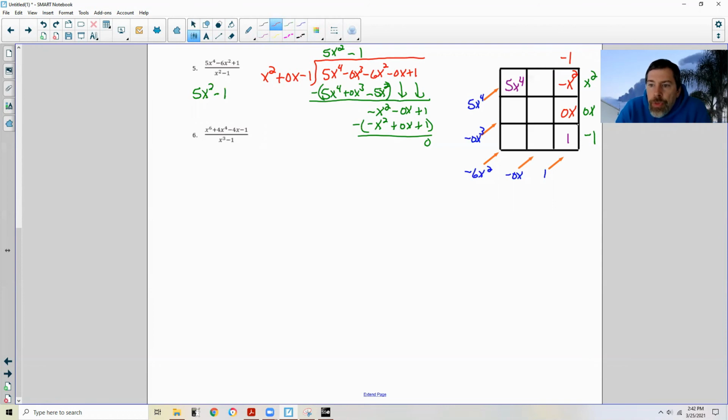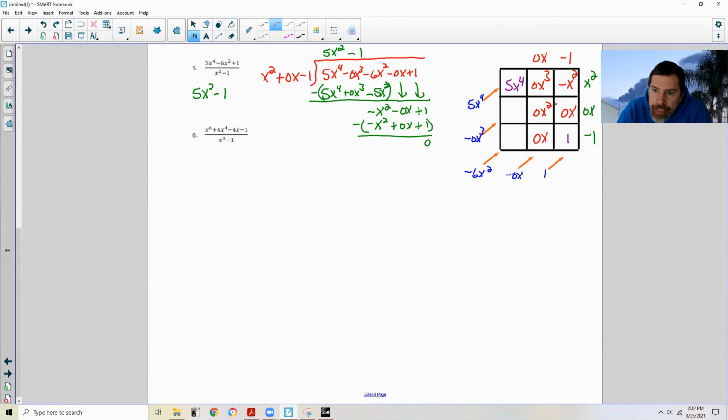So then I have a 0x here, and I have a 0x here. Well, this is going to be 0x as well because they have to add up to 0. So negative 1 times 0 is going to be 0x. So x squared times 0x is 0x cubed. 0x times 0x is 0x squared.